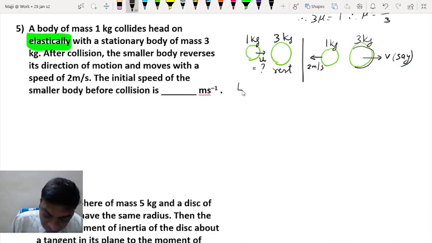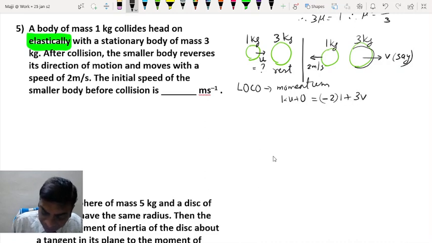So applying the law of conservation of momentum, we have 1 into u plus 0 is equal to minus 2 into 1 plus 3v. So this is one equation: 3v minus u is equal to 2.